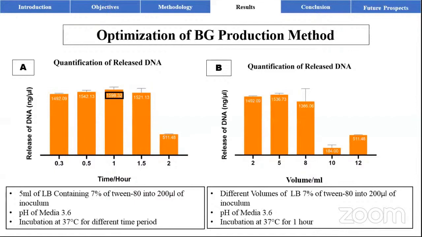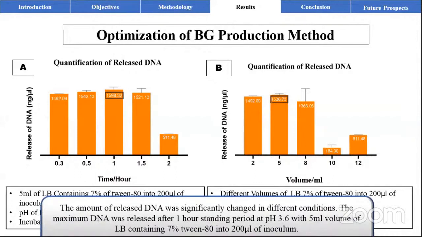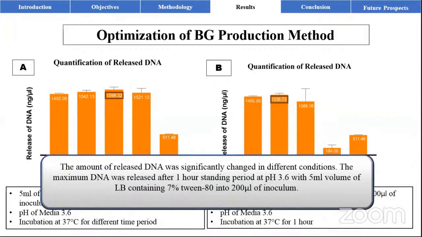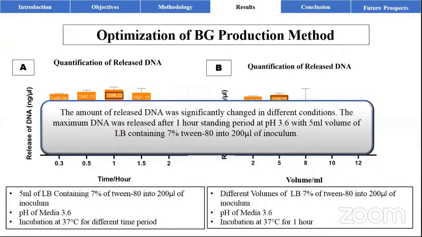And in experiment B, different volumes of LB containing 7% of Tween 80 were used, but the inoculum, pH of media, incubation temperature, and time period were kept constant, and the maximum release of DNA was observed with 5 ml of LB containing 7% of Tween 80, which was 15 per microliter. So this concludes that the amount of released DNA was significantly changed in different conditions, and the maximum DNA was released after 1 hour standing period at pH 3.6 with 5 ml volume of LB containing 7% Tween 80 and 200 microliter inoculum, which is the optimized condition of bacterial ghost production.